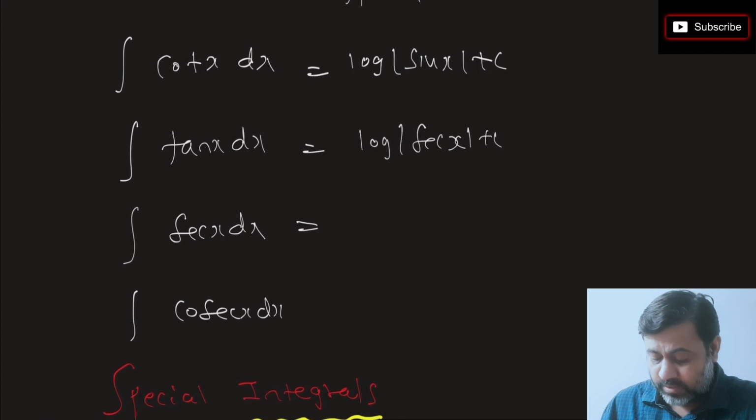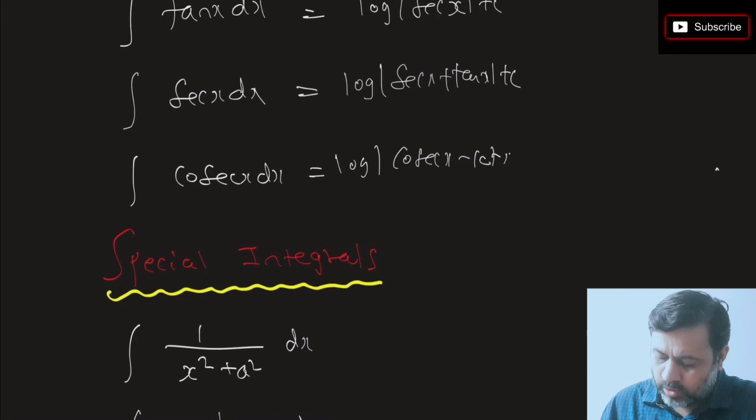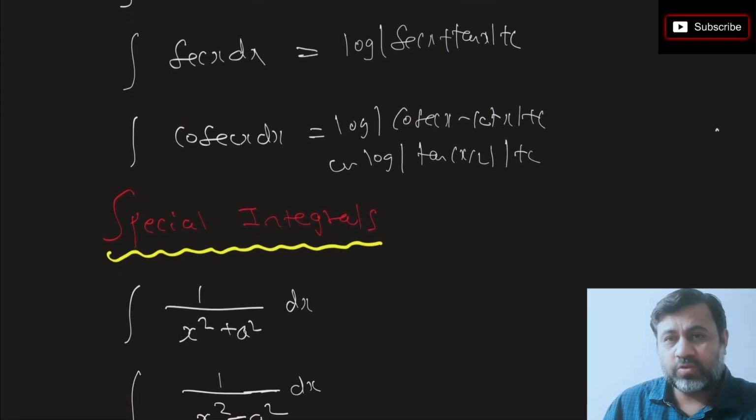Integration of sec x will be log mod sec x plus tan x plus c. Integration of cosec x will be log mod cosec x minus cot x plus c. Also you can write it as log mod tan of x by 2 plus c. So cosec x minus cot x, using trigonometry you can prove it is equal to tan x by 2.